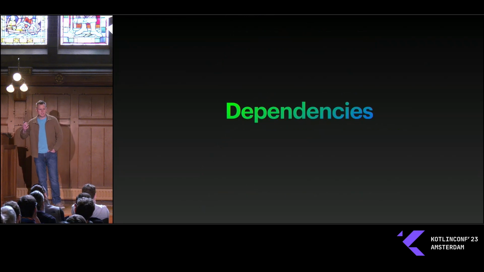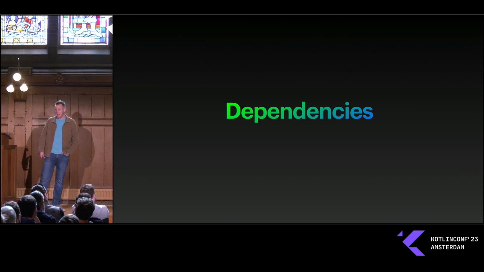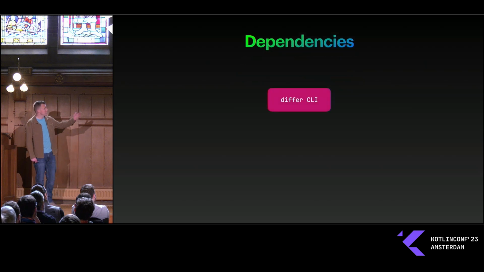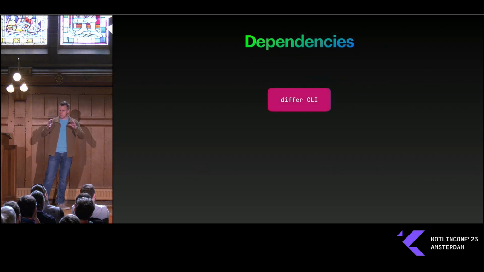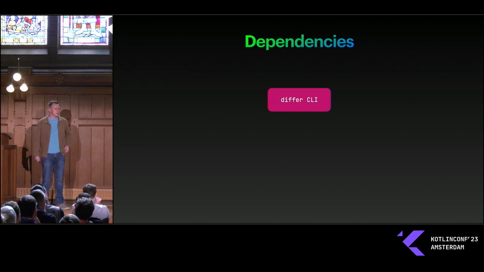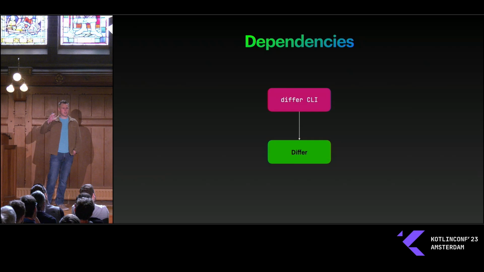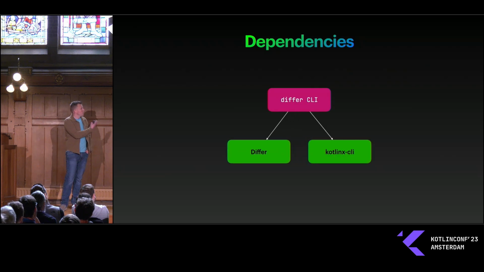The first one I had was dependencies. What does that look like? Managing dependencies in a native world. And so, we have the Differ CLI. That's the application effectively that we're making at this point. That obviously has to depend on Differ, otherwise it's all kind of moot and pointless. We also depend on KotlinX CLI.